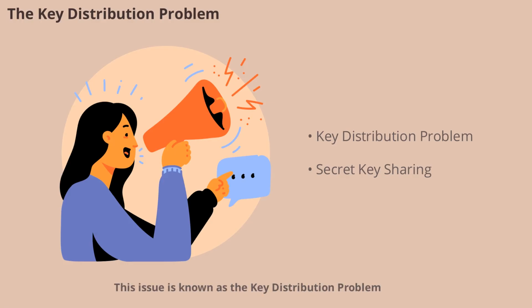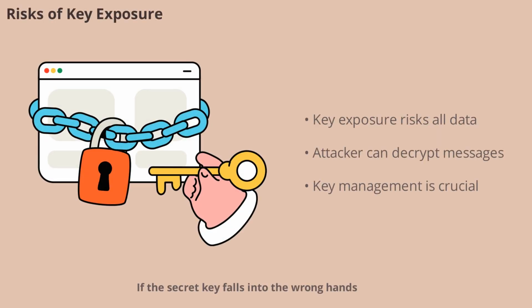This issue is known as the key distribution problem. If the secret key falls into the wrong hands, the entire communication is compromised. An attacker with the key can decrypt all past and future messages between Alice and Bob. This is why protecting the key is just as important as protecting the data itself. Secure key management is a critical part of any encryption system.